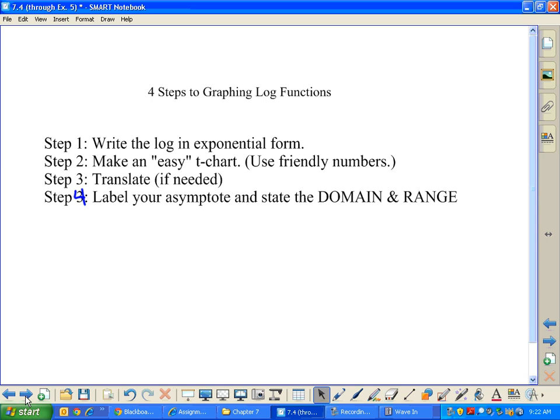And then the last step, our logarithmic graphs are going to have vertical asymptotes because our exponential graphs had horizontal ones. So you're going to label your vertical asymptote, draw it in as a dashed line, and then give me the domain and the range for each graph. So those are our steps.